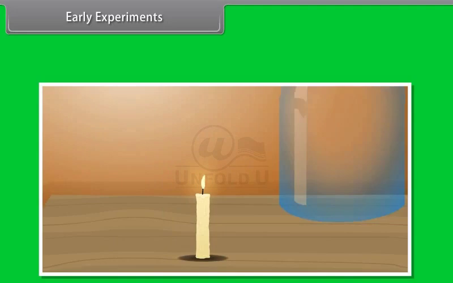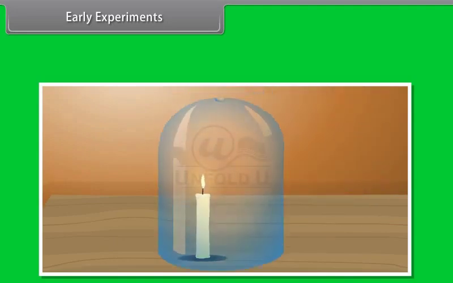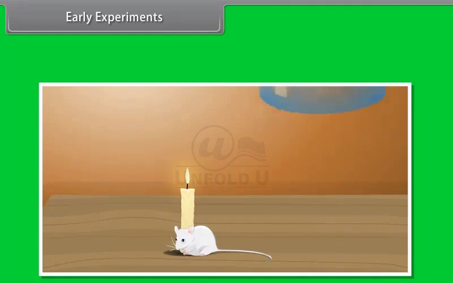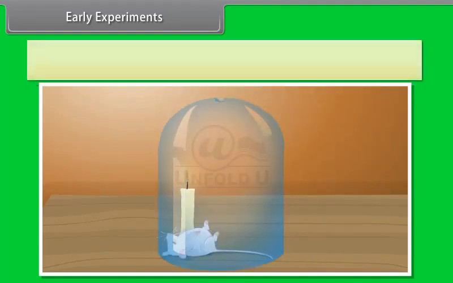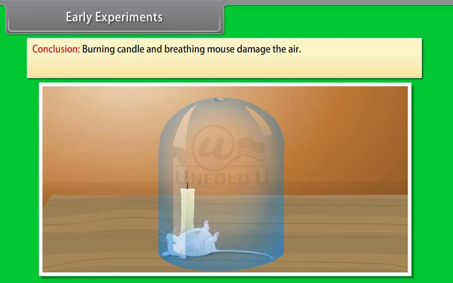Early experiments. Priestley experiment. First he placed a candle in a closed jar and it got extinguished. After that, he placed a mouse in the bell jar and the mouse also got suffocated. He concluded that the burning candle and breathing mouse damage the air.